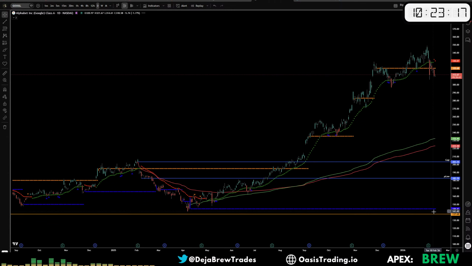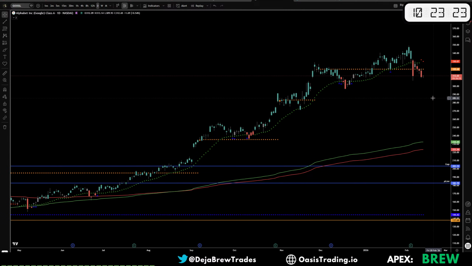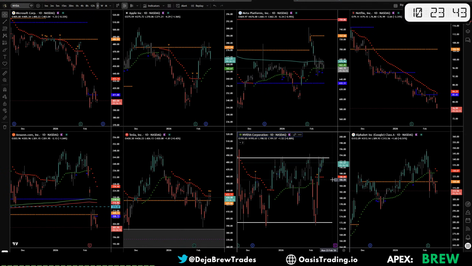Looks like Google's losing its uptrend. They've been carrying the market for quite a bit as well. That's not a great sign. Daily trail flipping red for the first time since April of last year. Wow. Nearly a year that trail was running up. That's not a great flip.